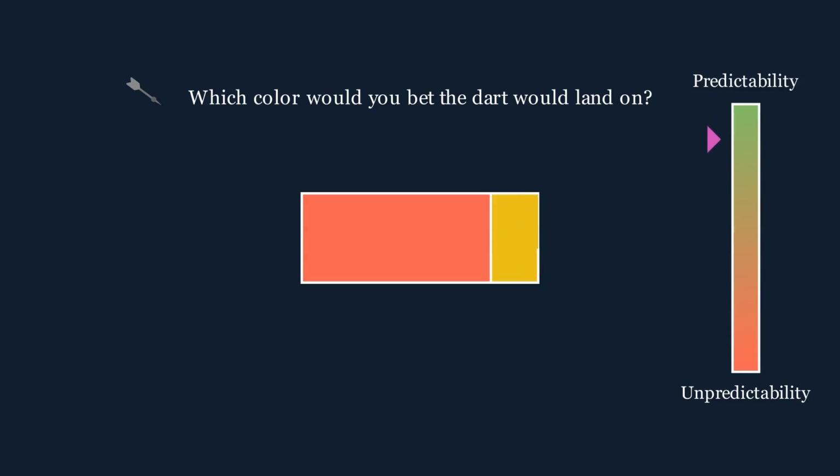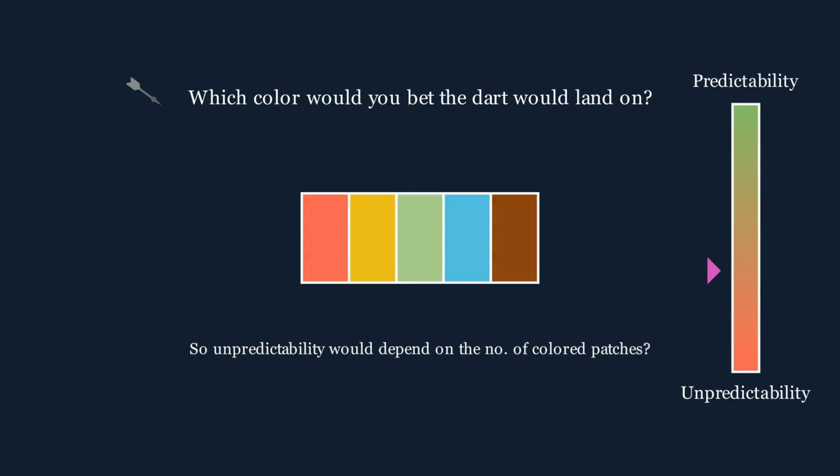Now, as we add another color patch to the board, your predictability would go down, right? You'd still bet on red since it occupies the largest area, but there is a small chance it lands on yellow. In other words, you are no longer 100% confident with your prediction, which means there is some unpredictability involved. As we increase the number of color patches, your predictability of choosing the correct color would go down, right? So we can say the predictability or unpredictability would depend on the number of color patches there are. But is that the only factor affecting your predictability?